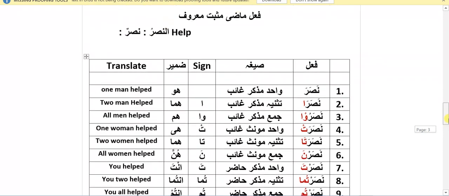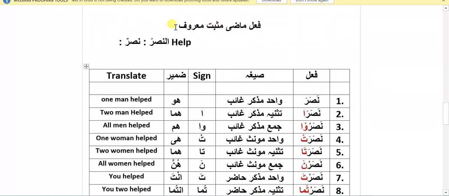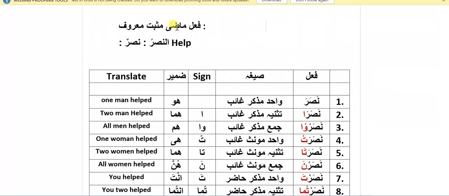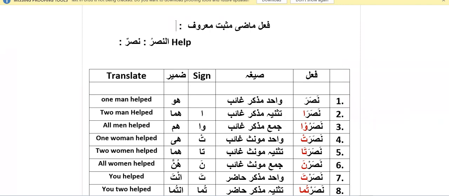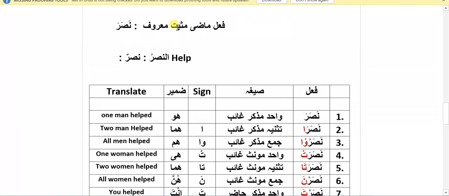So this is the fi'l mazi musbat ma'ruf, that is nasara. Now if we want to make fi'l mazi manfi ma'ruf, we will just add ma before nasara. Now it becomes ma nasara, which means he did not help.